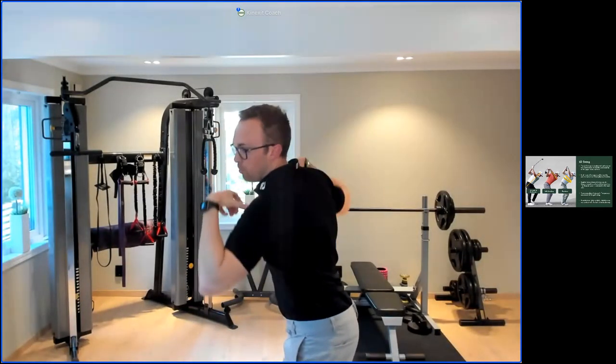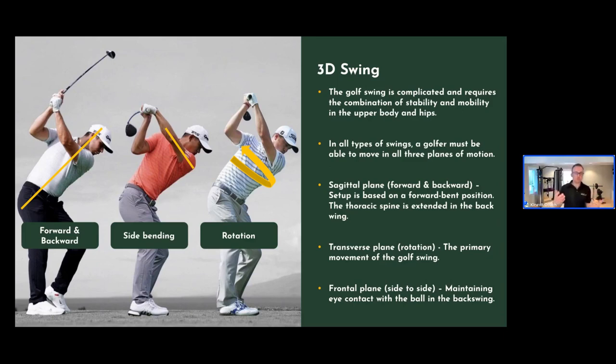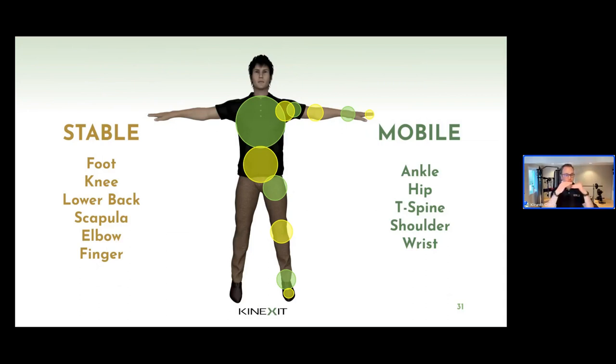We also need to be able to side bend. There is somewhat of extension in the backswing, and we do everything in the opposite as well. We go through, we side bend, we rotate, and we also have backward bend. So nothing that's reasonably new. The golf swing is three-dimensional. But when we look at it, we also have the aspect of having different layers or different segments.